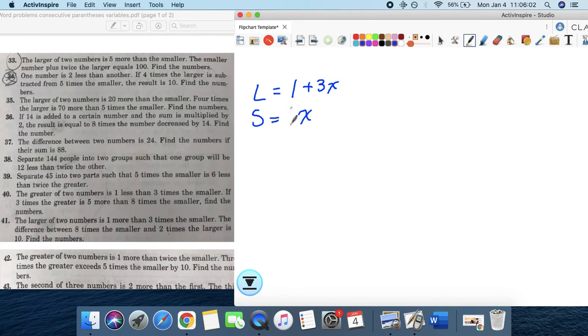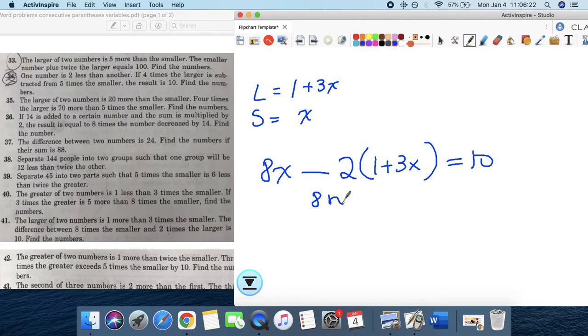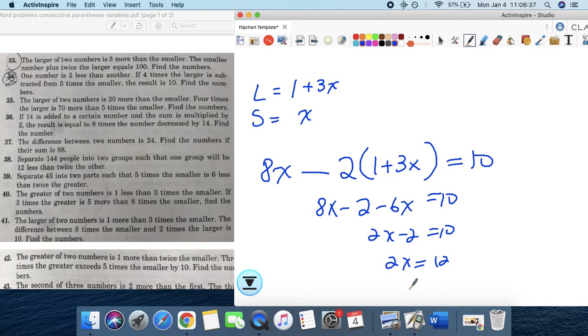It's up to you. Now that we're ready, the difference between 8 times, so the difference is subtraction. We're subtracting 8 times the smaller one, so 8 times x, minus 2 times the large one, so 2 times 1 plus 3x, is 10. 8x minus 2 minus 6x equals 10. 2x minus 2 equals 10. 2x equals 12. x equals 6.